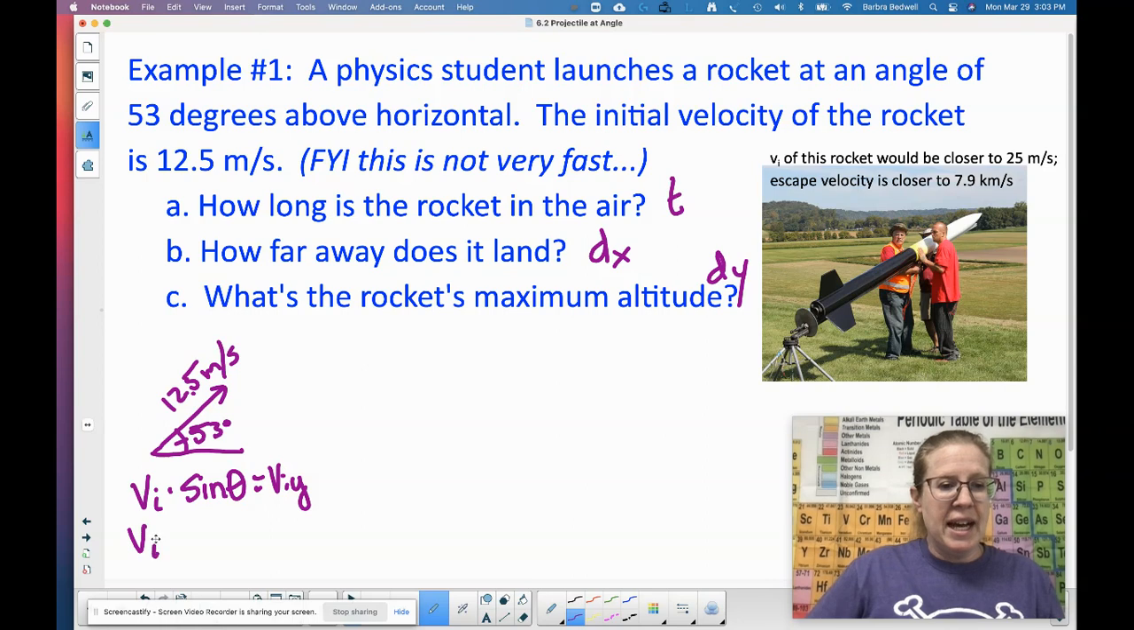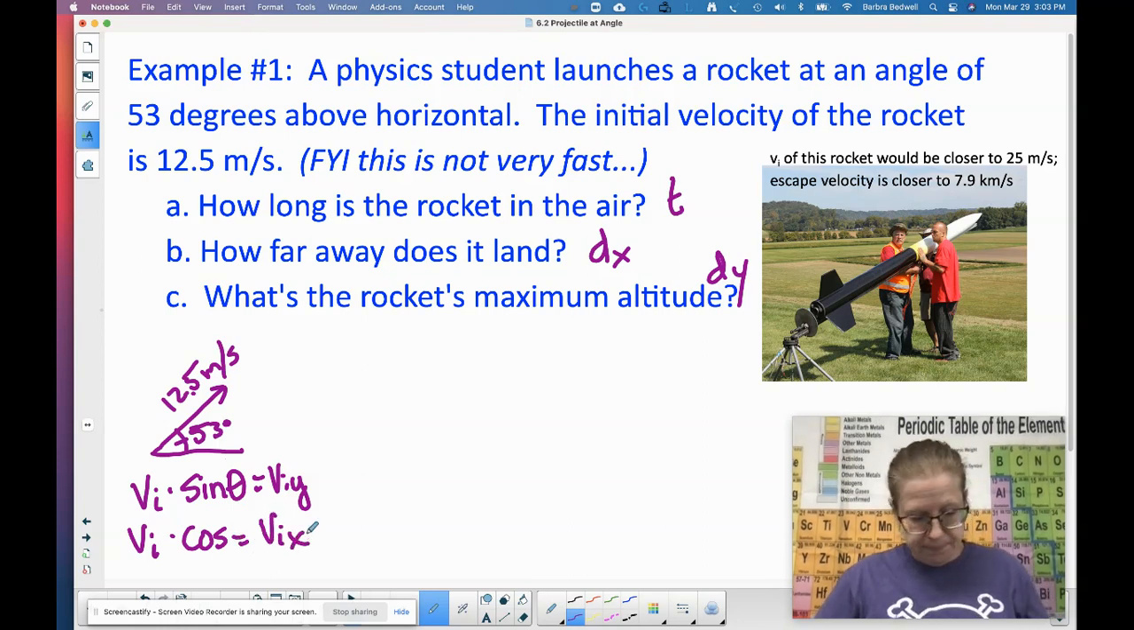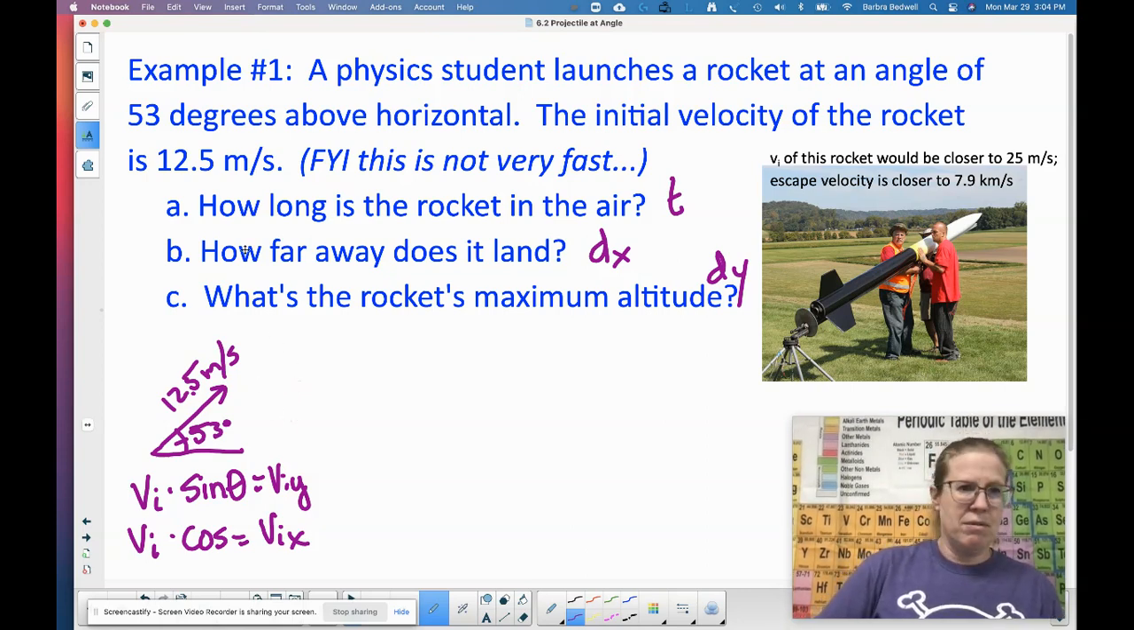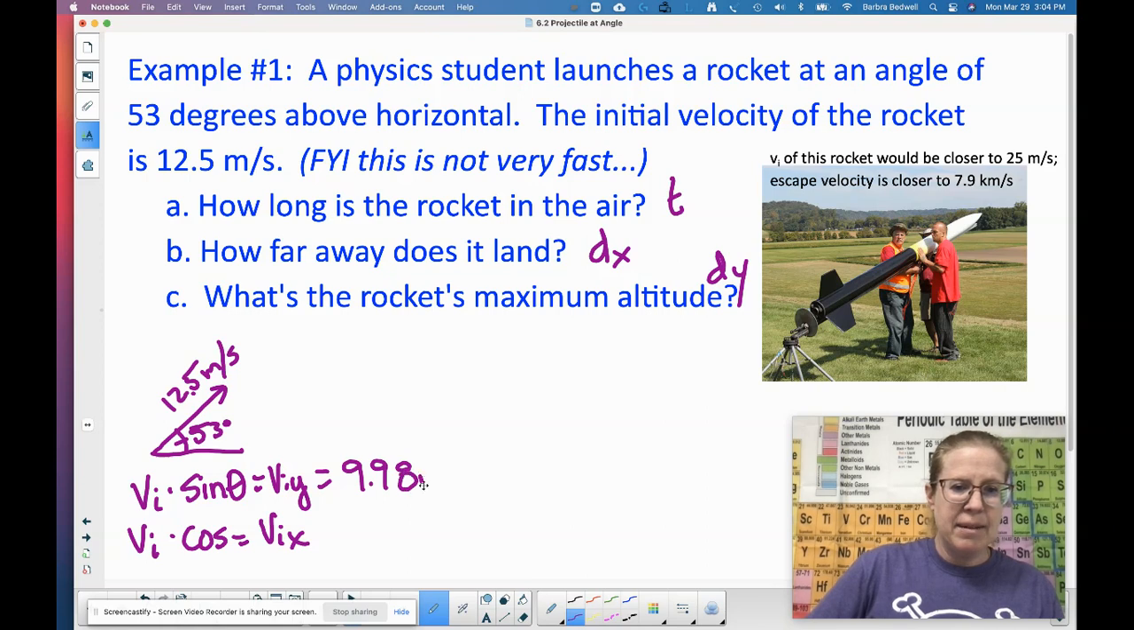And if we do VI times the cosine of theta, right, the adjacent side, that is going to give us VIX. So I'm going to get those two numbers plugged and chugged, and we're going to use them here in a second. So again, make sure that you're not in radians. Make sure that you're actually in degrees. 12.5 times the sine of 53 degrees is equal to 9.98. Looks like we have two sig figs here. So again, VIY is going to be equal to 9.98 meters per second.